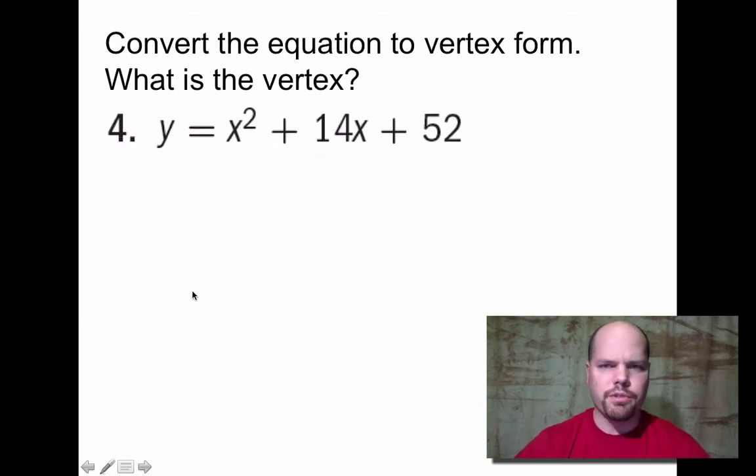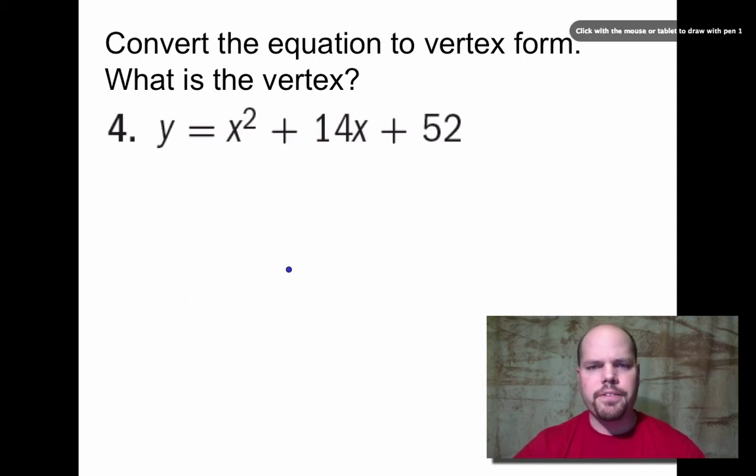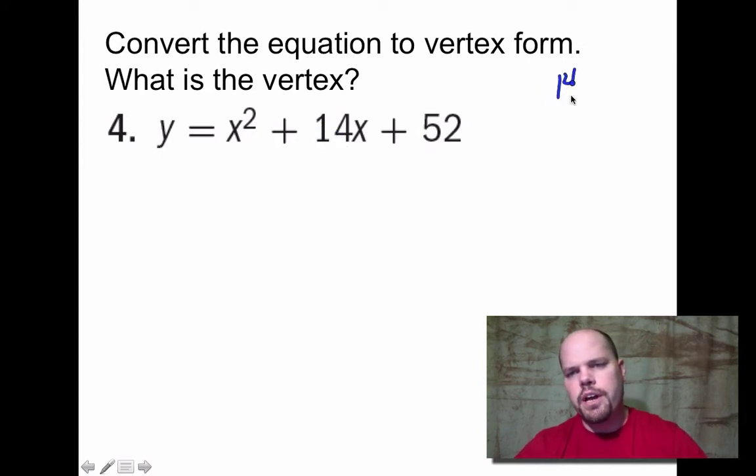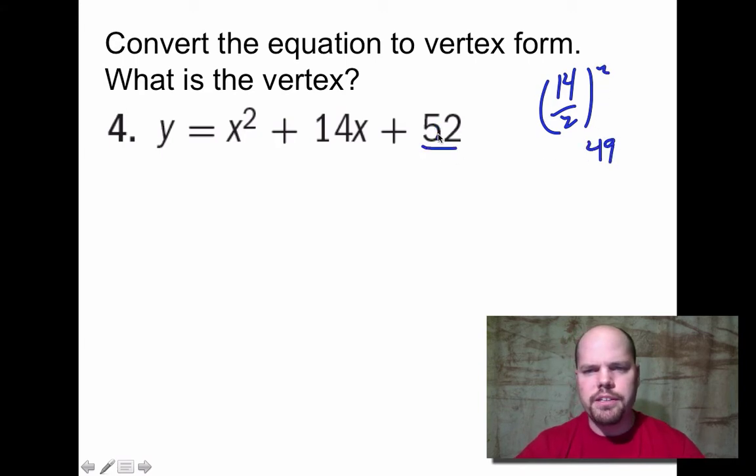All right. Convert the equation to vertex form. What is the vertex? Okay. Now, instead of subtracting 52, let me show you another way here. Let's think about, all right, what's half of 14? So half of 14 and squared, so that's 7 squared is 49. So we need this to be 49 instead of 52.